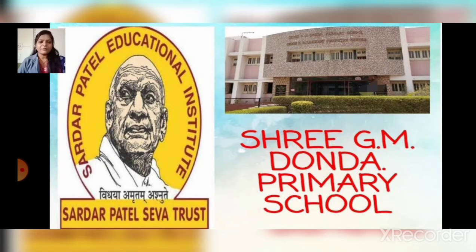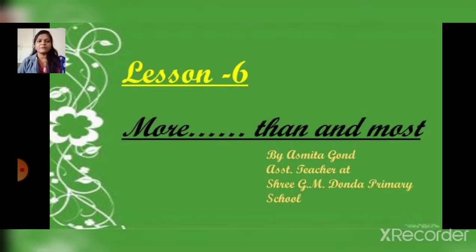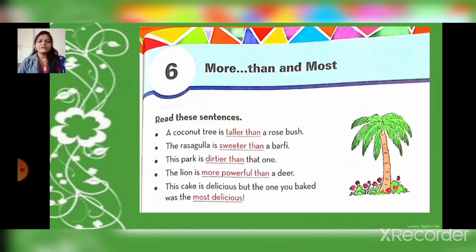So in English grammar, today I am going to teach you lesson number 6, more than and most. So let's start. Read these sentences. A coconut tree is taller than a rose bush. The rasgulla is sweeter than a barfi. This park is dirtier than that one. The lion is more powerful than a deer. This cake is delicious, but the one you baked was the most delicious.